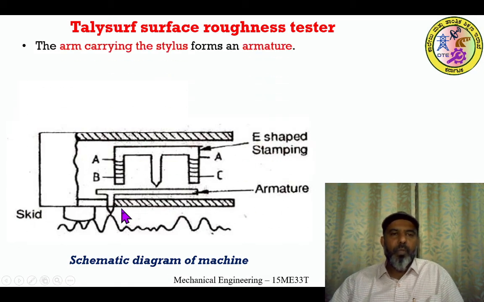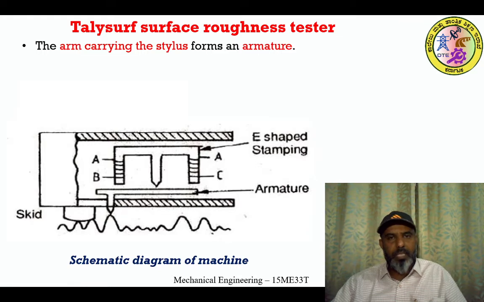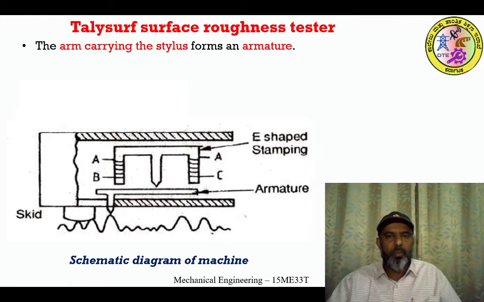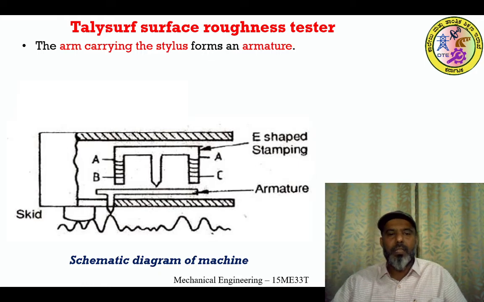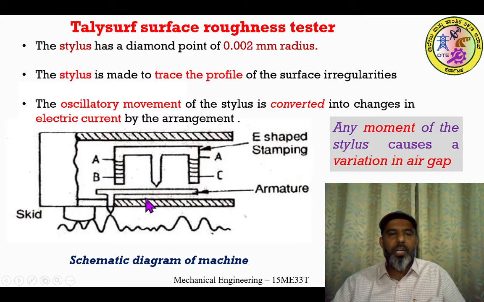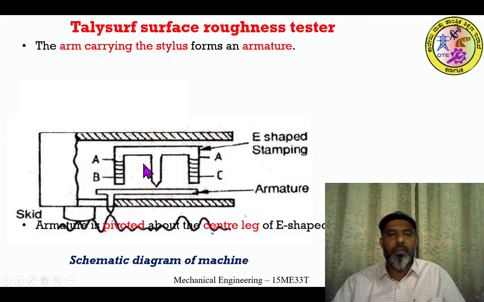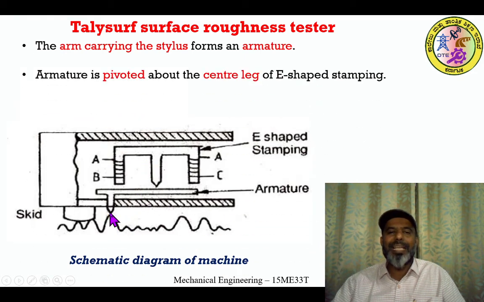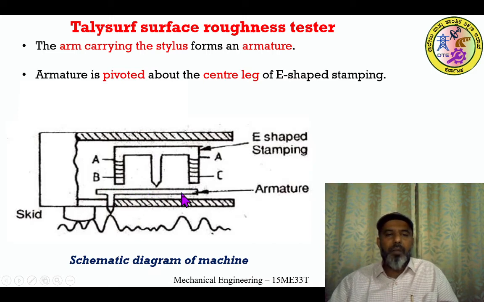And here we have discussed the stylus. The stylus has a radius of 0.002 mm, and it is made to traverse along the path under inspection, that is, it traces the surface irregularities. Thirdly, the oscillatory movement of the stylus is converted into proportional electrical signals. Now if you see here, this is the arm, and this arm carrying the stylus is called the armature.